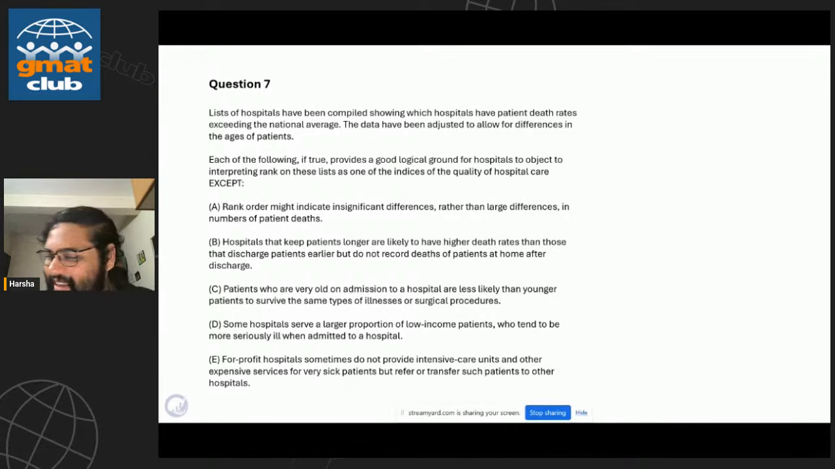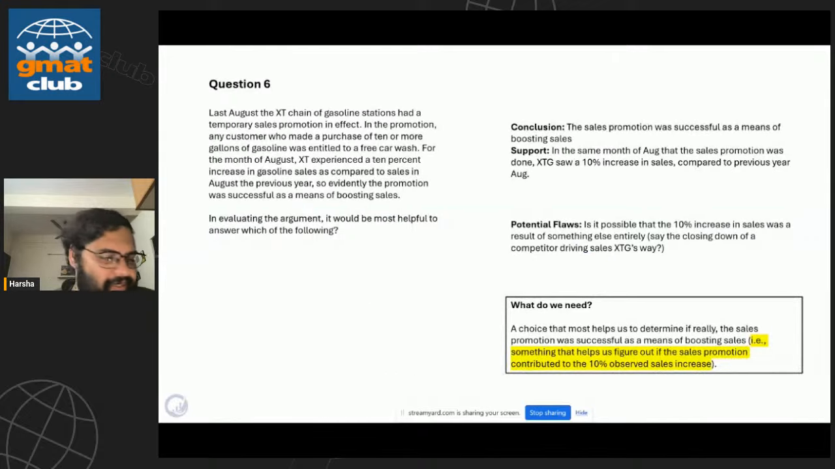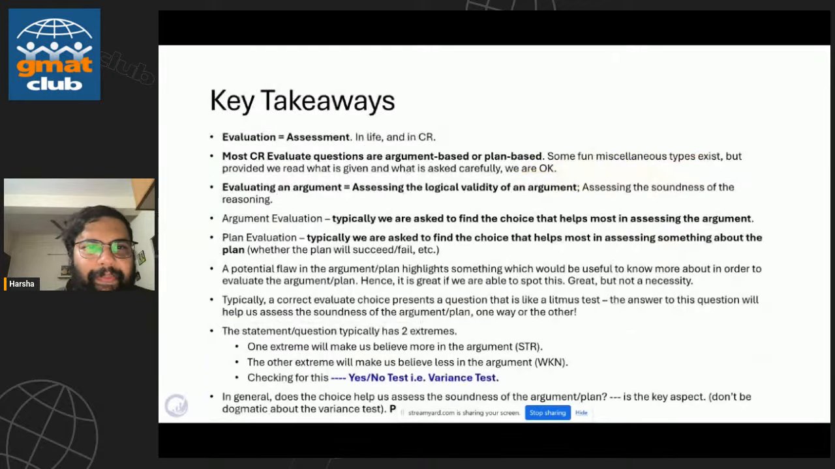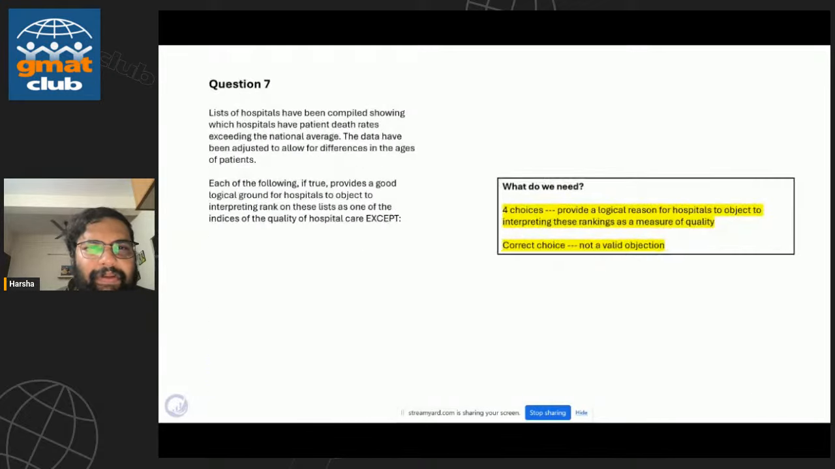Yeah. So mostly C for this question. I'll take that also. Let's wrap up this question and then come back to the XT gasoline one, because this one seems to have a lot more alignment. So let's talk about the list of hospitals question.